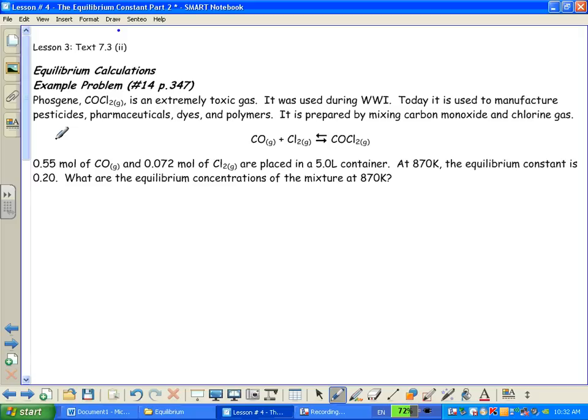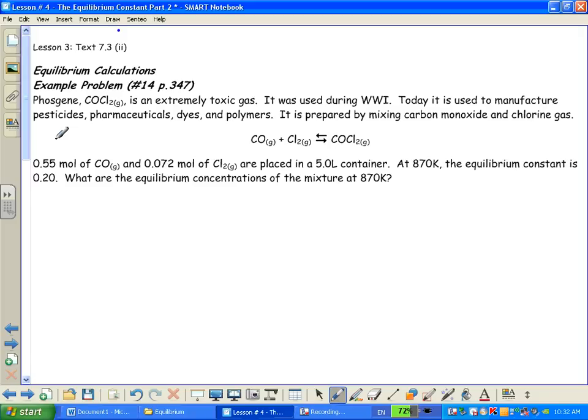COCl2 is an extremely toxic gas. It was used during World War I. Today it is used to manufacture pesticides, pharmaceuticals, dyes, and polymers. It is prepared by mixing carbon monoxide and chlorine gas in the following equation. It says we have 0.55 moles of carbon monoxide and 0.072 moles of chlorine gas. They're placed in a 5-liter container. At 870 Kelvin, the equilibrium constant is 0.20. What are the equilibrium concentrations of the mixture at 870 Kelvin?